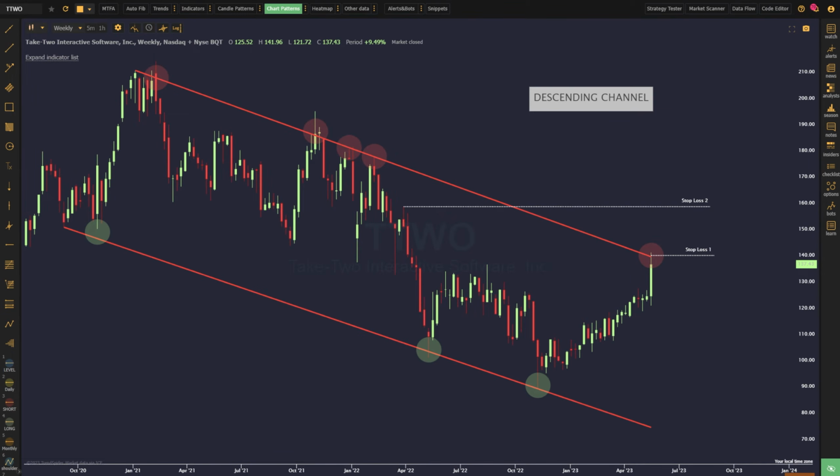Next, we have descending channels, which are characterized by 2 parallel trend lines with lower highs and lower lows. These typically form during a downtrend, signaling a continuation of the trend with price oscillating between the trend lines.